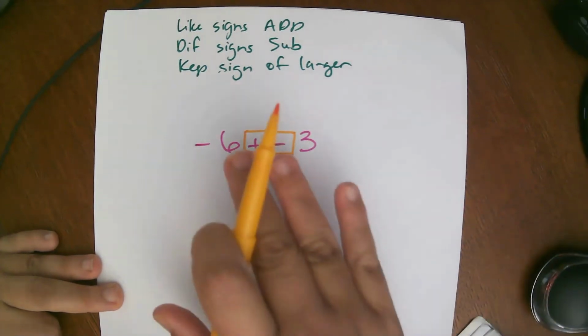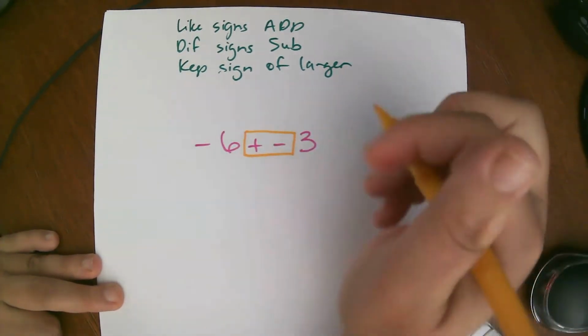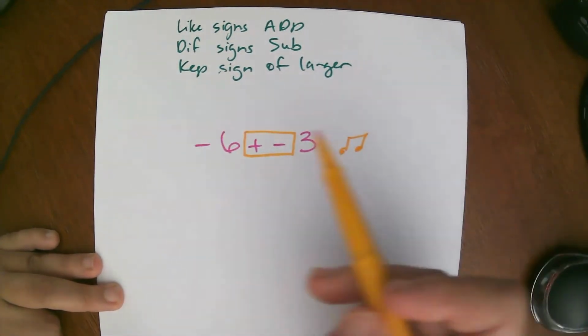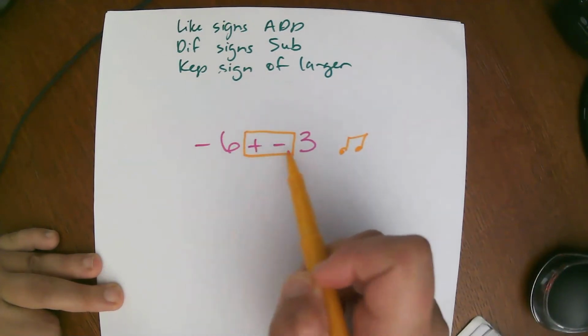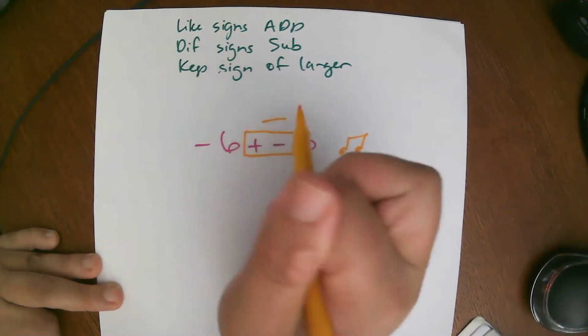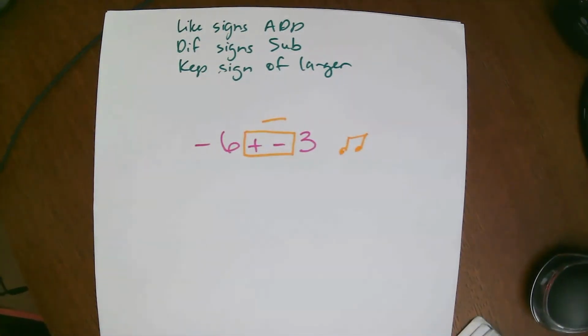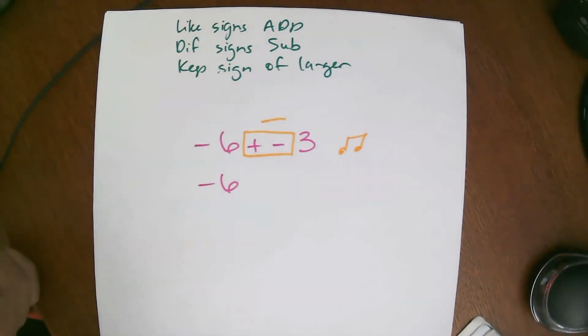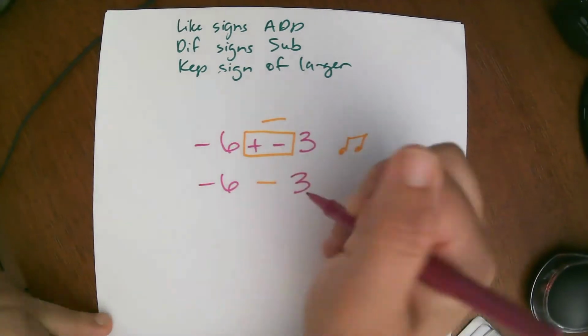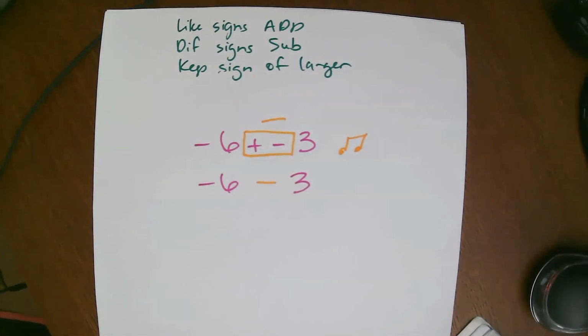So what we're going to do is we're going to box the two signs. You know I like those boxes. You know I like those visual cues, right? We're going to box the two signs, and we're going to use the song. This is my cue for the song. So, like signs add, different signs subtract. Different signs subtract. So, these are different signs, so I am going to subtract. Then I'm going to rewrite this problem over with my new sign.